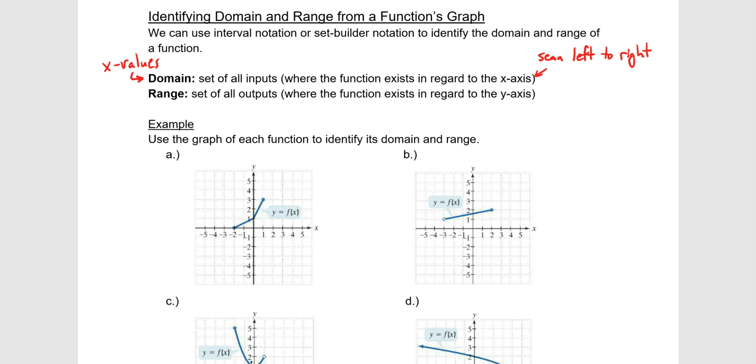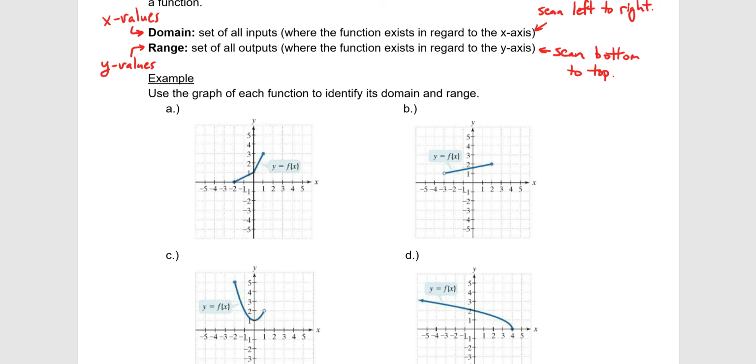Next, the range of a relation is the set of the second components, which is the set of the y values in an ordered pair. So the domain is the x values, the range is the y values, or the set of the outputs, and this is going to be where the function exists in regard to the y-axis. Since the y-axis gets larger numbers from bottom to top, that's the way that we're going to scan to find the range. Okay, so let's do several examples here.